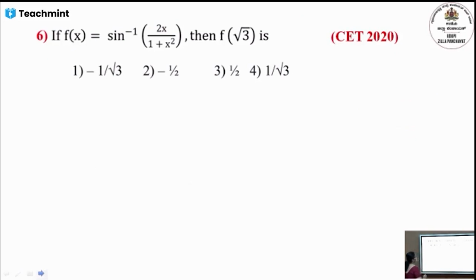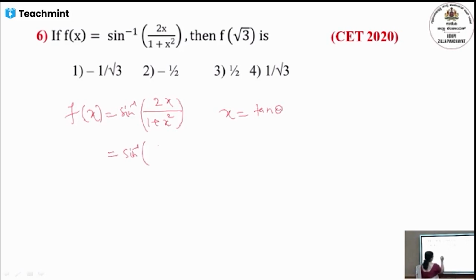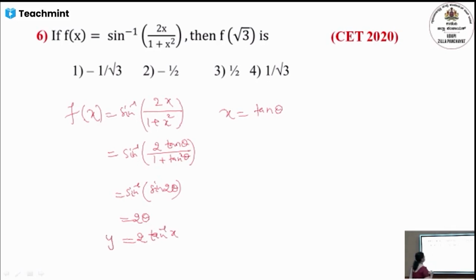F of x is sine inverse 2x by 1 plus x squared. Just now we have visited this question. Similar one. Try to see that questions will be of same type. If you practice, you can easily score. What should be the substitution? X is equal to tan theta. What will be this? Sine inverse of 2 tan theta by 1 plus tan square theta. And what is 2 tan theta by 1 plus tan square theta? It is sine 2 theta, which gives 2 theta. So theta is what? Tan inverse x.